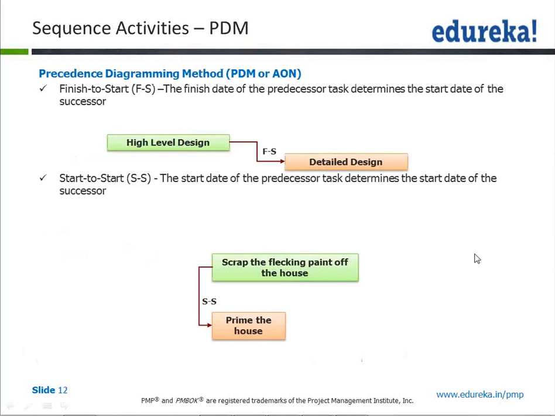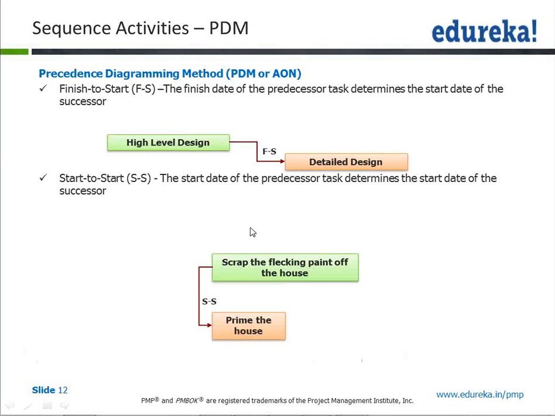Okay. So there are 4 types of dependencies which can be mentioned. One is a finish to start. That means one activity will finish, then only the other one will start. This is the most common one. This is called the finish to start activity. Then you have a start to start.